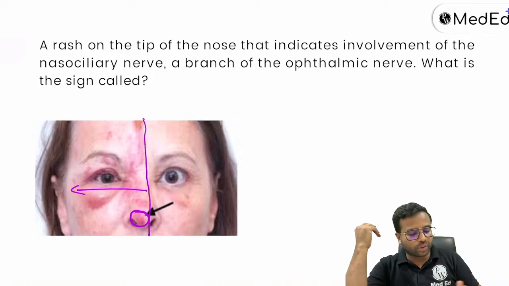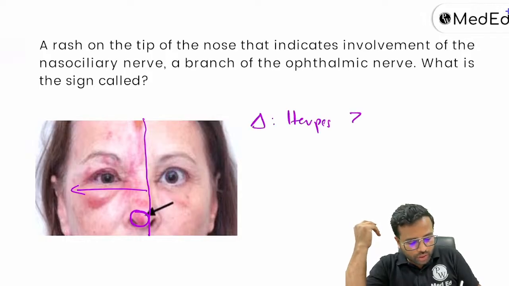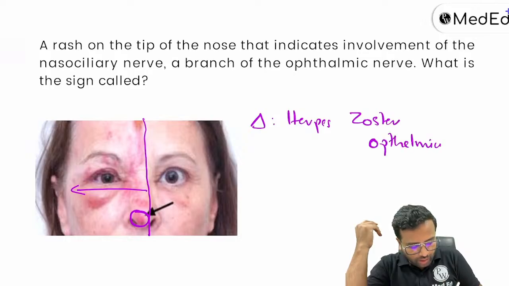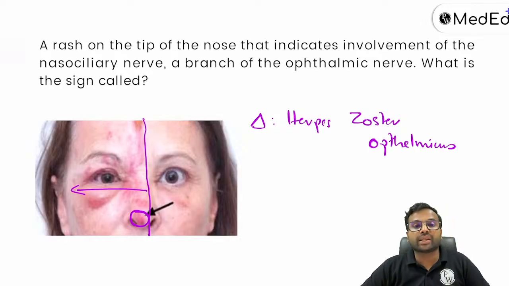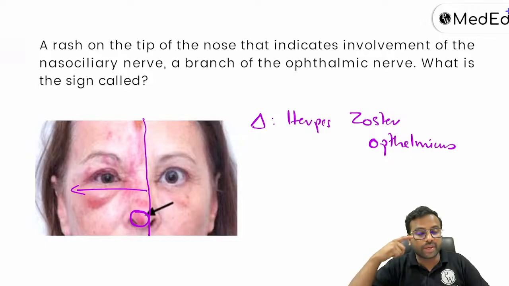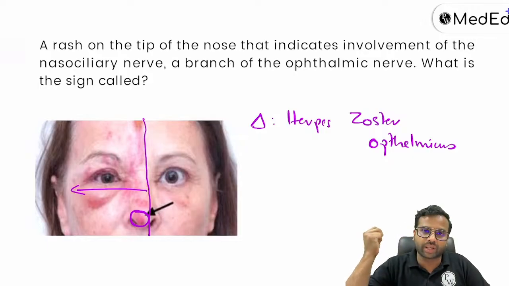So here the diagnosis is herpes zoster ophthalmicus. And herpes zoster ophthalmicus can be seen when there is an involvement of the nasociliary nerve, which means that there is an involvement of the eye. It is a reactivation of the varicella virus, right?